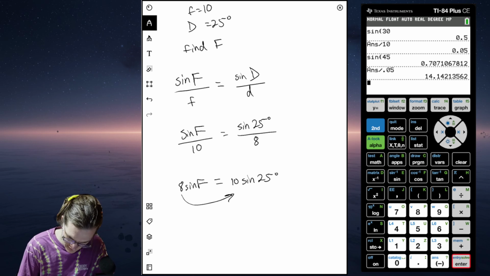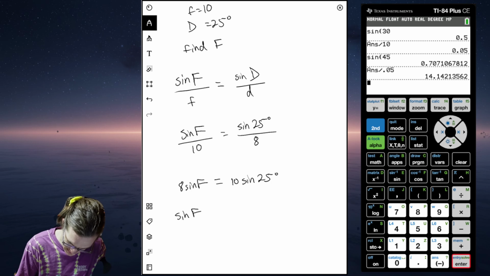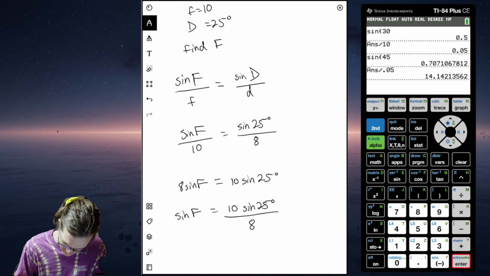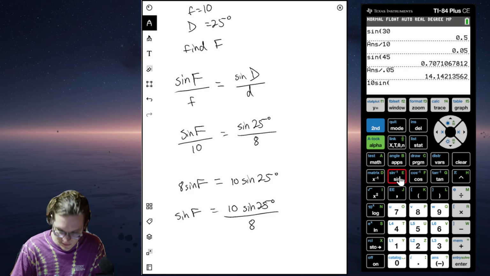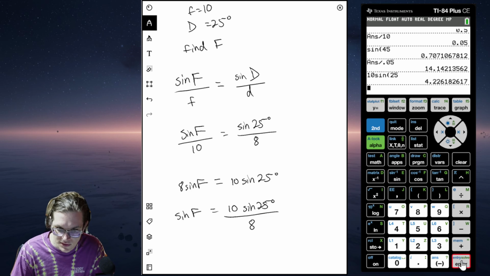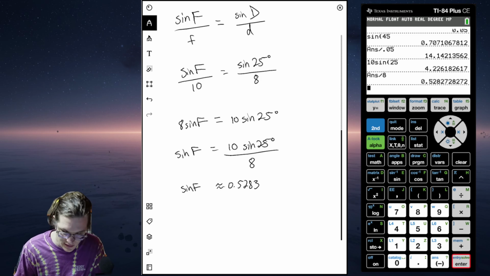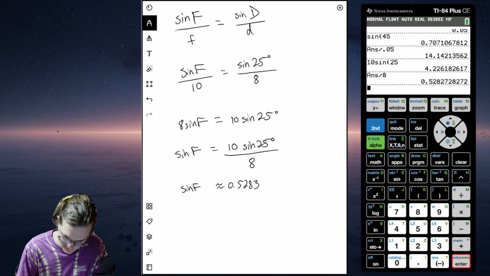Move that 8 over there by dividing both sides by 8. Sine of F equals 10 sine of 25 degrees over 8. And this is just a number, and that number is 0.5283 approximately.